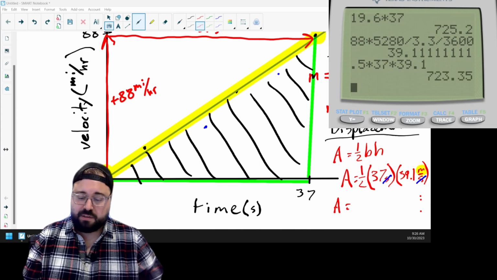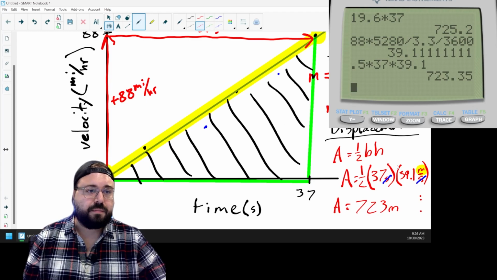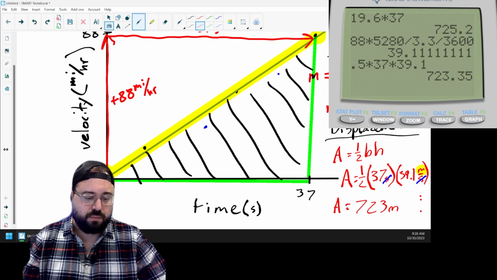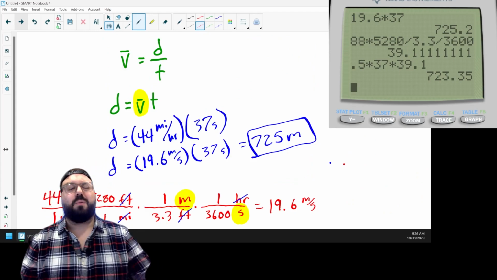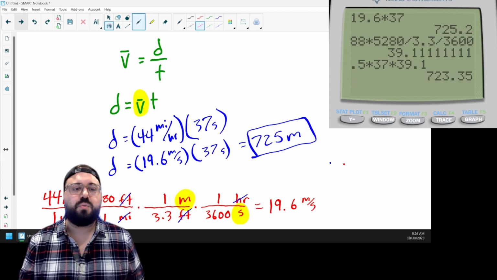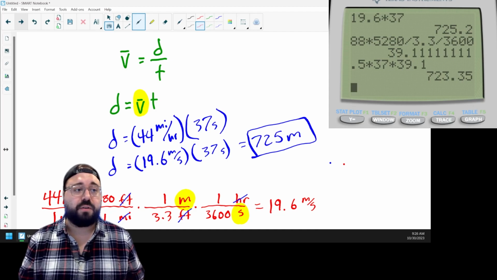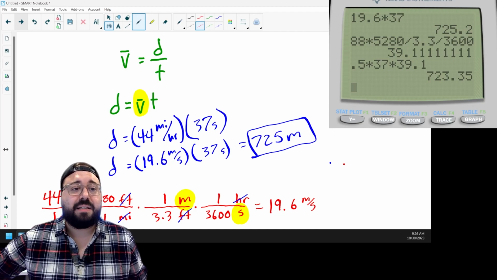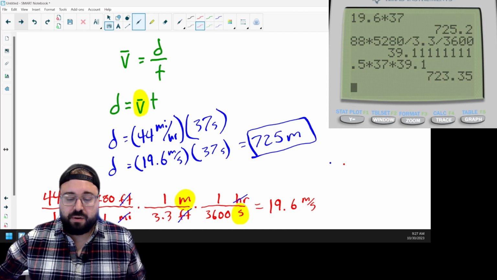Oh my gosh, guys, we get 723 meters. Let's jump back to the work we did before. We had 725 meters. Now, why are they slightly different? This has to do with our unit conversion as we went from miles per hour to meters per second. It wasn't perfect. We estimated at 3.3 feet per meter there, and that's going to throw our values off by a little tiny bit.